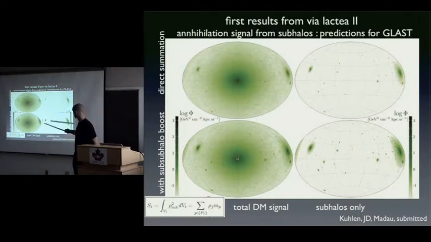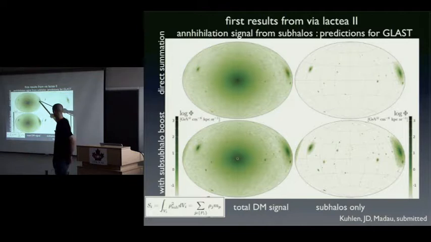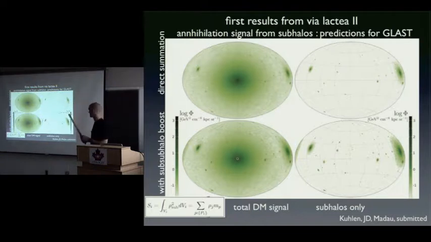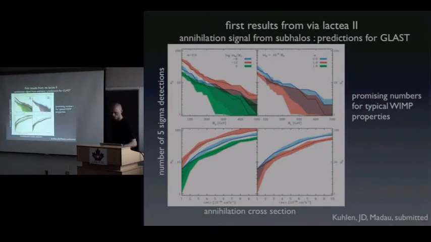Then, since we know that we don't resolve all the structures, we correct for substructures by extrapolating the subhalo abundance to smaller scales and then adding that part of the signal to the subhalo signal, which of course makes the subhalos obviously brighter from here to here. But it also makes the background brighter, which is not shown here, but is taken into account when you do the full analysis. The full analysis takes into account that there's a lot of small-scale structure that's unresolvable. There are very small-scale structures within the subhalos. And then there are also the astrophysical foregrounds, which we take from the Galprop code.